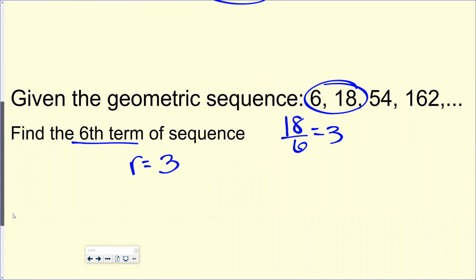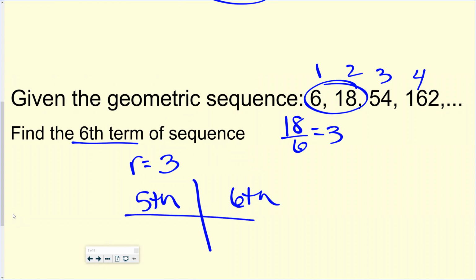Now they want the 6th term. I have the 1st, I have the 2nd, I have the 3rd, I have the 4th. So I need the 5th and the 6th. So 162 times 3 is 486. 486 times 3 is 1,458, and that is my answer.